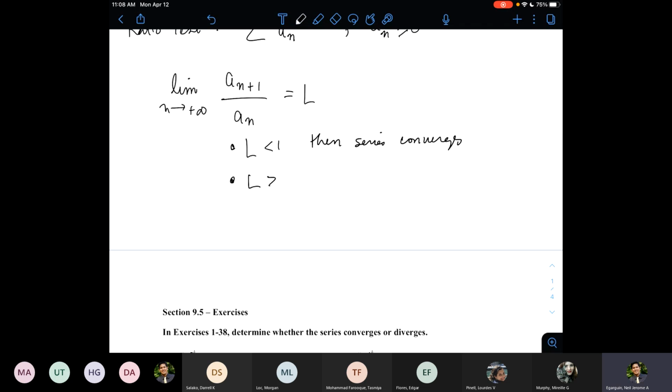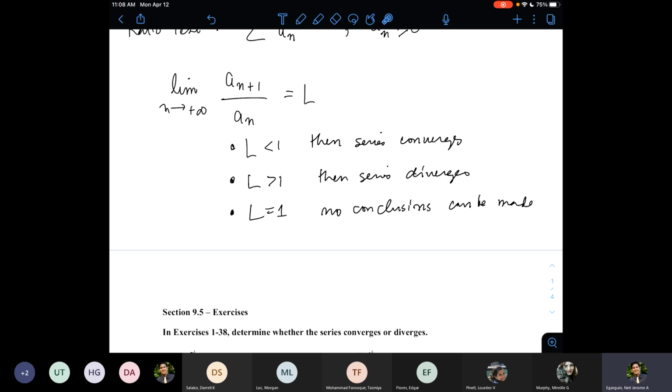Now, if L is less than 1, then the series converges. If L is greater than 1, then the series diverges. If L is equal to 1, no conclusions can be made. Right, let's see what's the rationale behind these three cases.